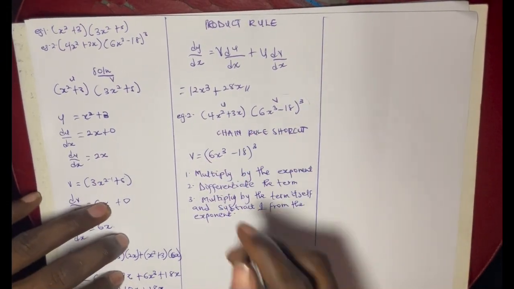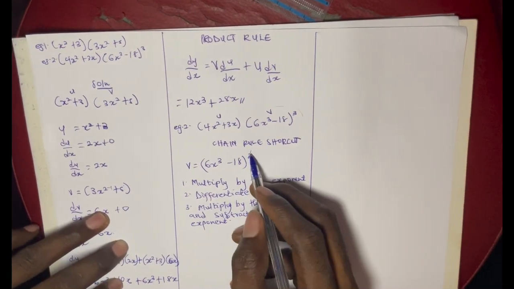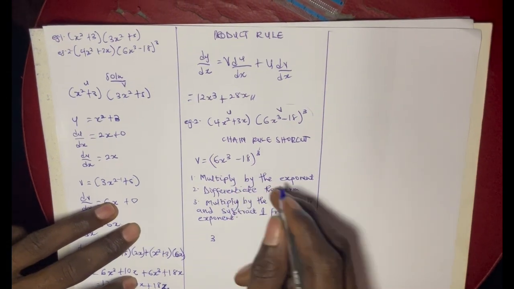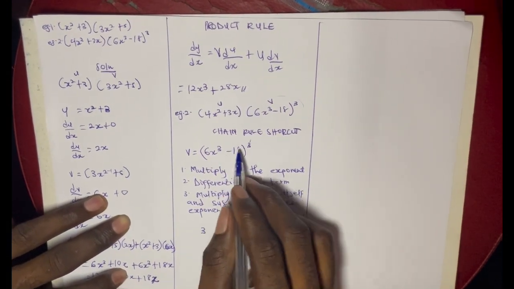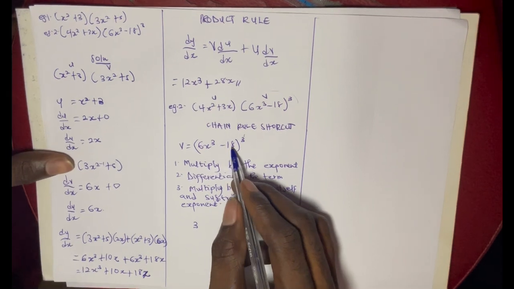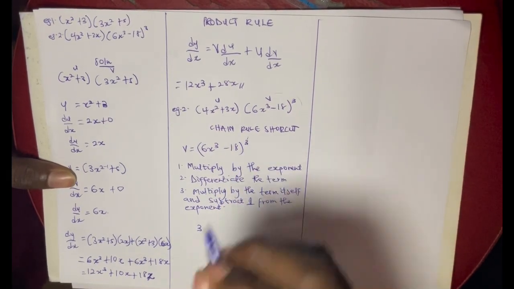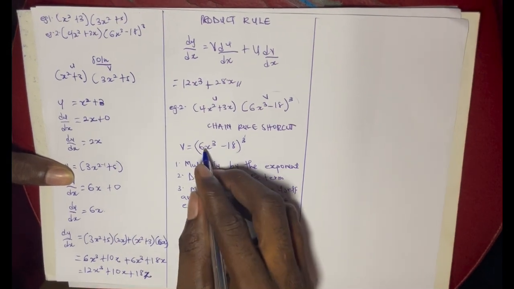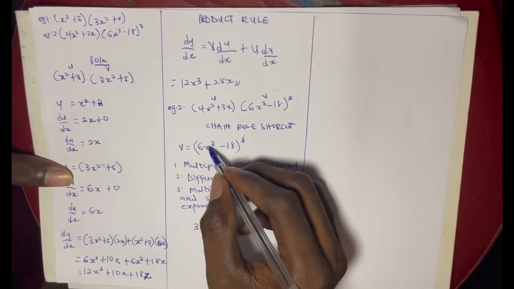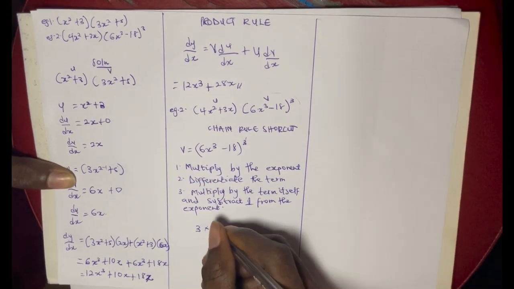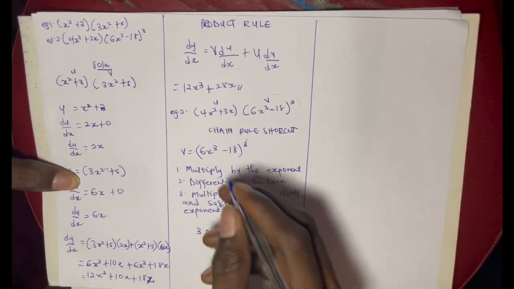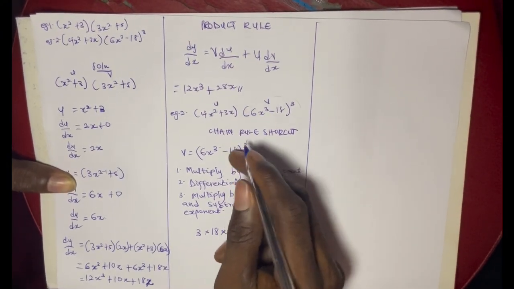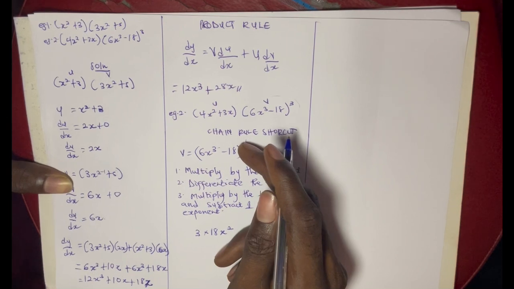So from here, I said you multiply by the exponent. The exponent is 3, so you bring your 3 here. After multiplying, differentiate the term given. The term was 6x cubed minus 18. If you differentiate 6x cubed, you get 3 times 6, which is 18x. You subtract 1 from the exponent, you get 2. Minus 18 is without a variable, so it's going to be 0.